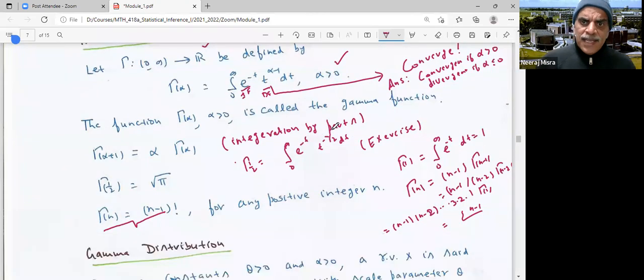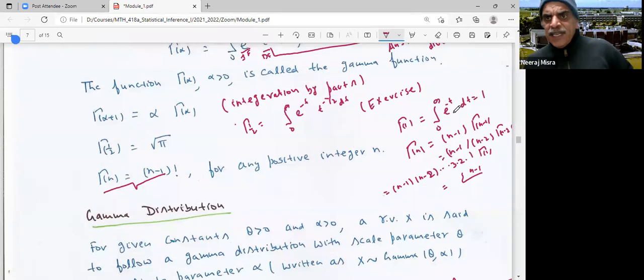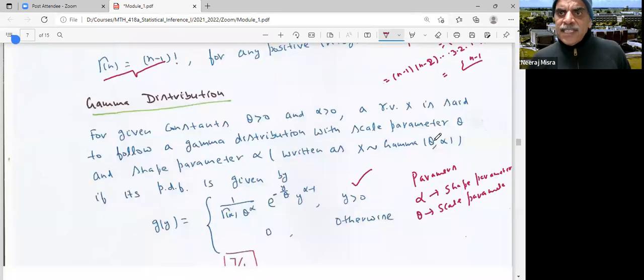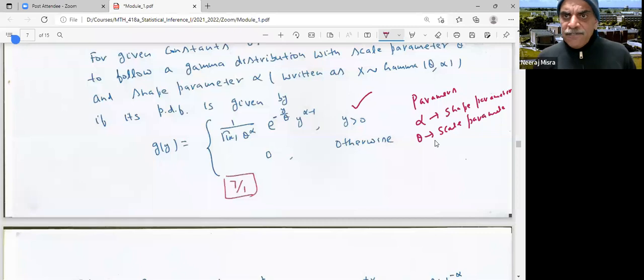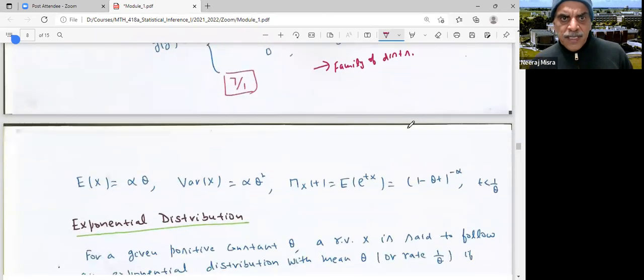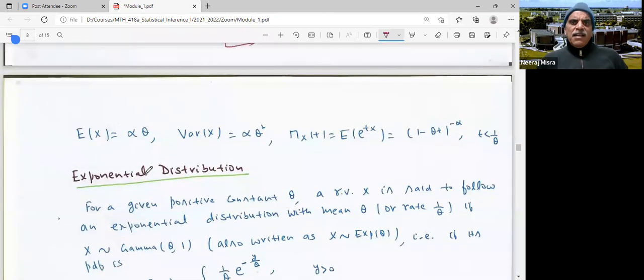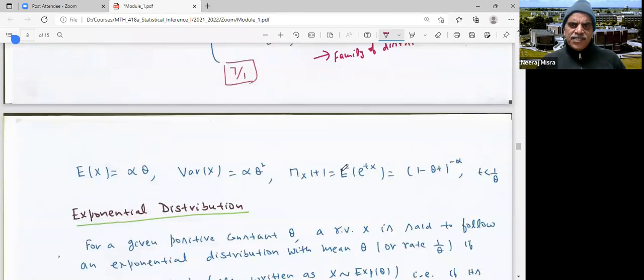In the same way, since for different shape parameter alpha and different scale parameter theta you get a different gamma distribution, this is also a family of distributions. Gamma is also a family of distributions. Now you know that its mean is alpha theta, variance is alpha theta square, and its moment generating function is 1 minus theta t.